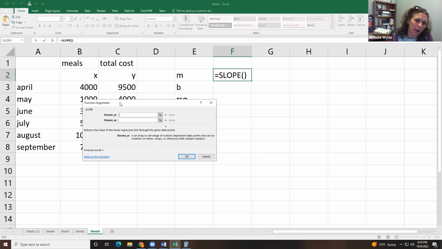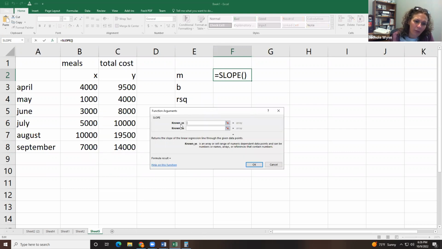And when I hit OK, my box is in the way. It's in the way. But you know what? I can just click on it and move it around. Okay. So I'm going to move it out of the way so I can see my data. Okay. And so what it's asking for is known Y's and known X's. So it wants to know where my Y's are. And I know that these are my Y's because it's the Y column, right? And so if I didn't know, it would be the ones of dollars.